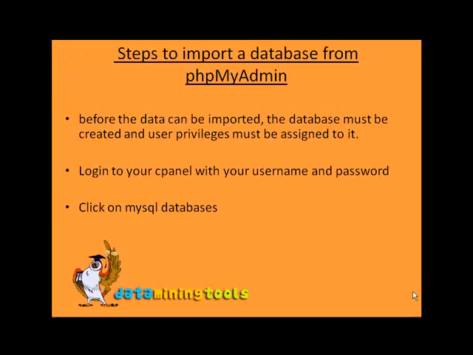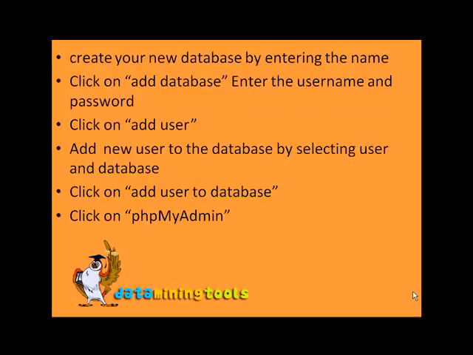Let's see how to import a database from phpMyAdmin. Before doing this, a database must be created and privileges must be assigned to it. So, log in to cPanel with your username and password. Click on MySQL Databases. Then, create your new database by entering its name. Click on Add Database, then enter the username and password. Click on Add User. Add the new user to the database by selecting User and Database. Then click on Add User to Database.